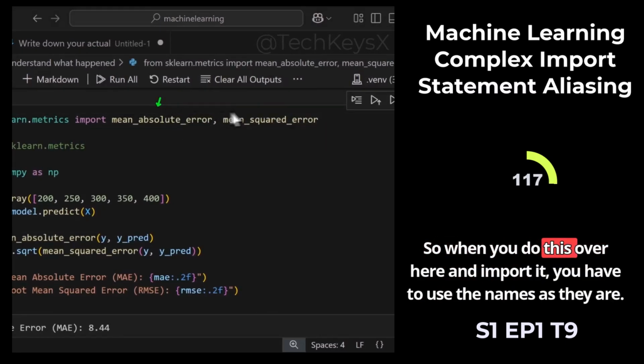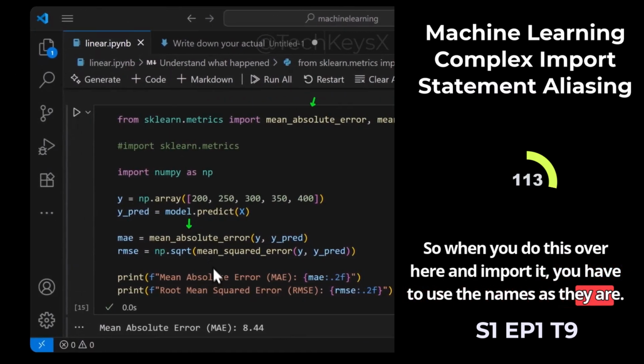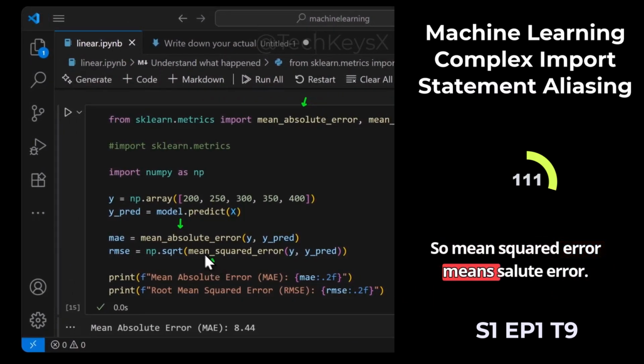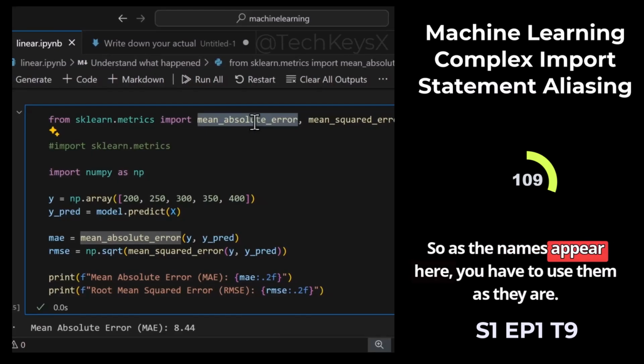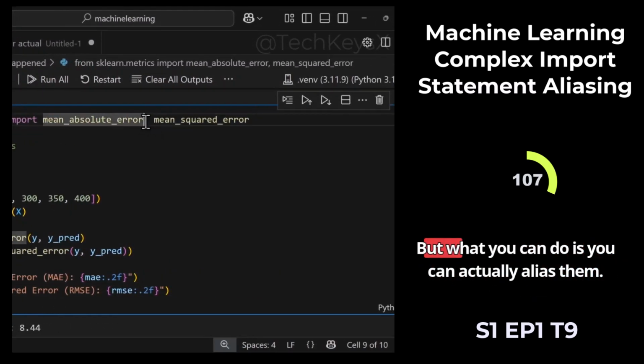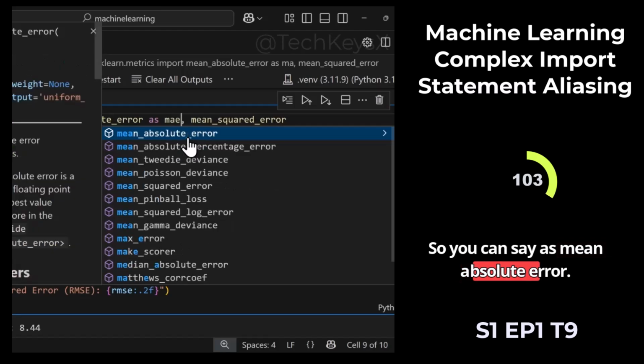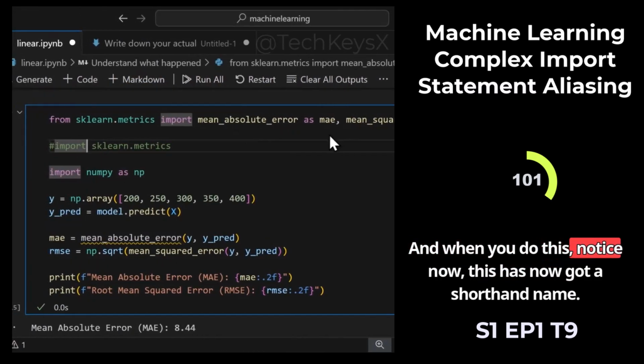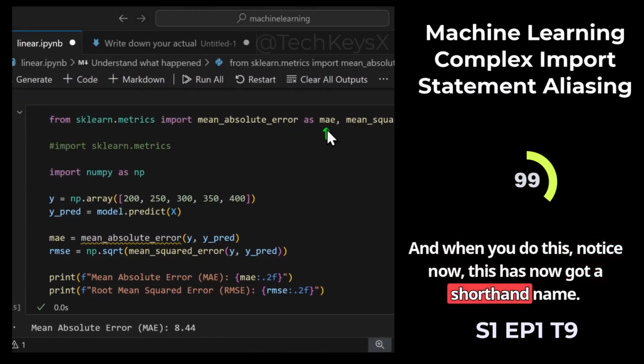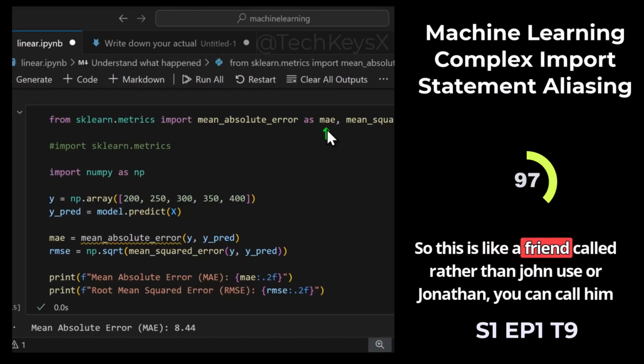So when you do this and import it, you have to use the names as they are: mean squared error, mean absolute error. As the names appear here, you have to use them as they are. But what you can do is actually alias them. So you can say as MAE for mean absolute error. And when you do this, notice this now has a shorthand name. This is like a friend called, rather than John or Jonathan, you can call him Johnny, for example.